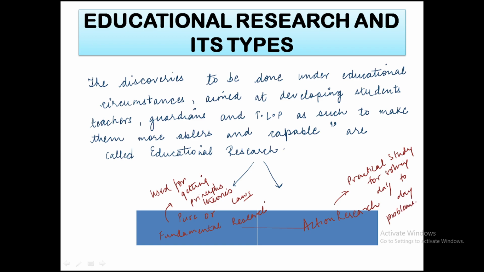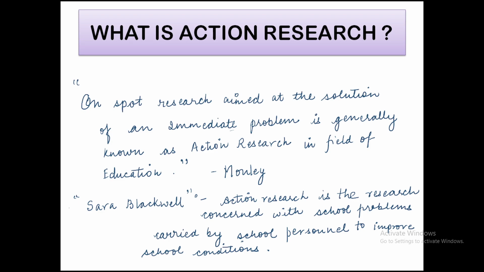So now let's go to our main topic, which is action research. The definition is given here. It is the easiest definition of action research: on-spot research, which is aimed at the solution of an immediate problem, is generally known as action research. In the field of education, it is concerned with school problems, carried out by school personnel to improve school conditions. So these are the simple definitions of action research. You can write it in your notes.